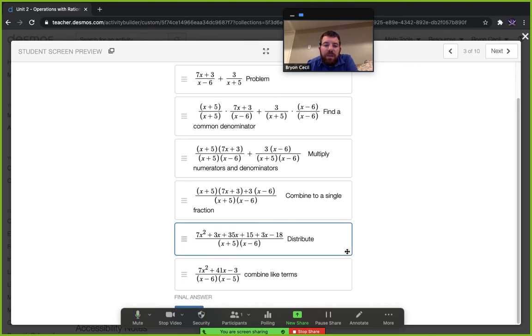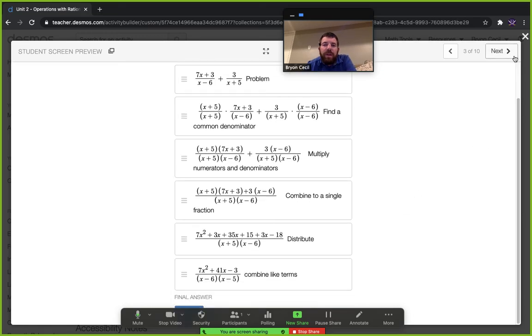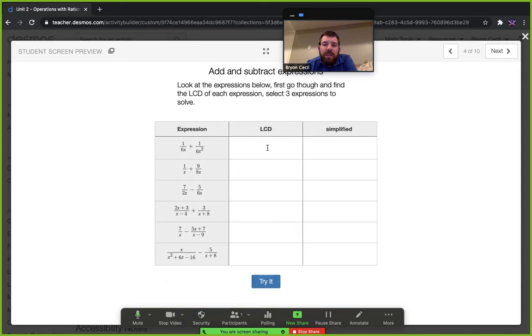Let's see if we got it right. And good job, we did it. Okay, so let's break these down and go through these. So least common multiple between 6x and 6x squared. Again, that's what they can multiply into. So the least common denominator would be 6x squared, because that's what they both go into.